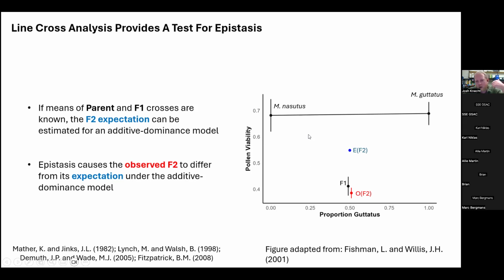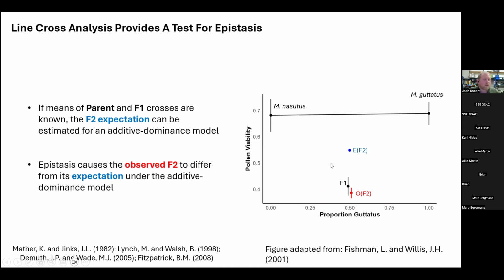And so if we have both parental means and an F1 mean, if the phenotype is just influenced by additivity and dominance, we can predict the expected F2 mean. And Fishman and Willis used this in Mimulus guttatus and Mimulus nasutus crosses to test for whether pollen viability was affected by chromosomal rearrangements or Dobzhansky-Muller incompatibilities. So chromosomal rearrangements would be expected to act through underdominance. So you would be able to see that just with the additivity and dominance model. And they found that their observed F2s were substantially different from their expectation, and concluded that Dobzhansky-Muller incompatibilities were affecting these phenotypes.